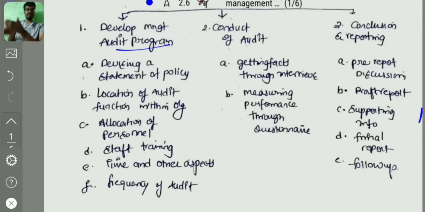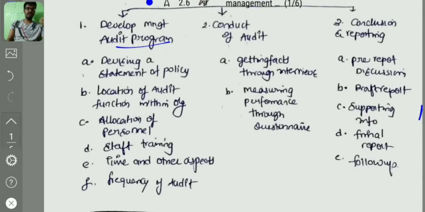Next, coming after the audit program, we have to go and conduct the audit in the field. Right? What is the next point? Getting facts through interviews. We have to go to the management, inquire, interview the management, and get some information. Measuring performance through questionnaires, because we have to form management audit questionnaires and get some information regarding the management decision makings and all. Next, at last, the conclusions and reporting.